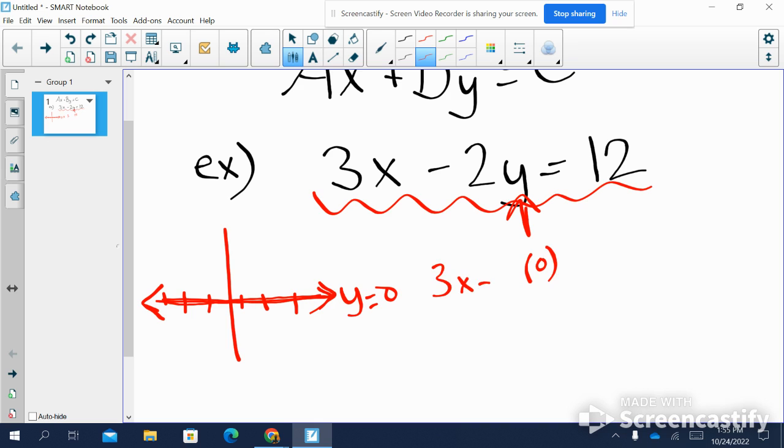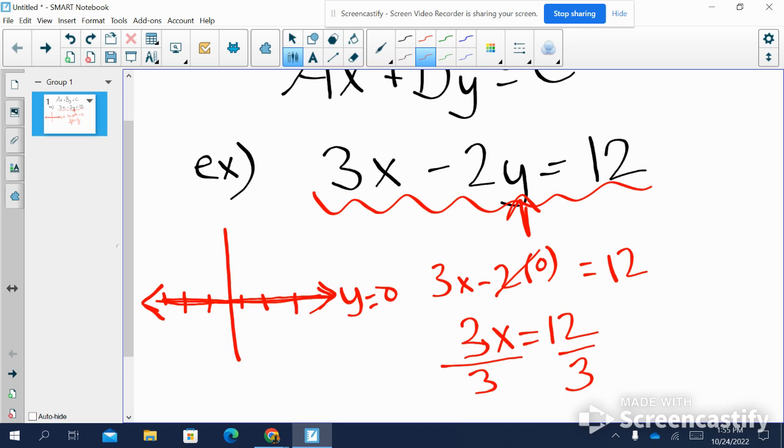So 3x minus 2 times 0 equals 12. Well, 2 times 0 is just 0, so that cancels out. So we got 3x equals 12. We will divide both sides by 3 to get the x by itself, and we get x equals 4. So my x-intercept is when x equals 4 and y equals 0. Right over here, 4, 0.